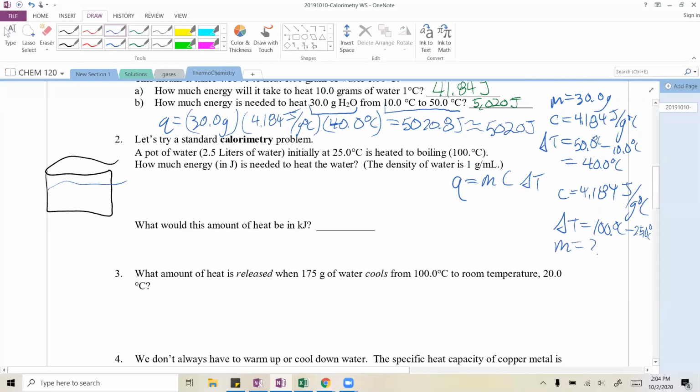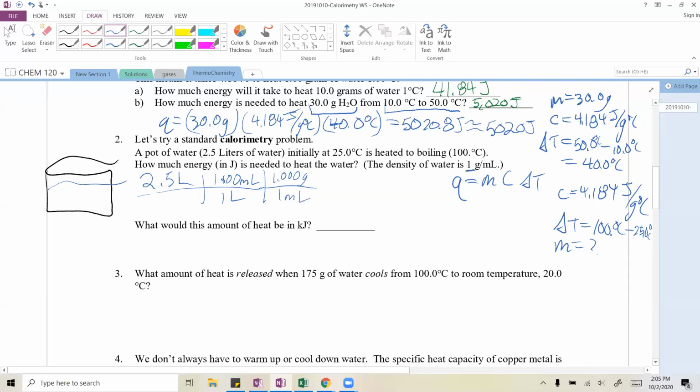What we don't know is our mass. So we want to try to piece that together. We know that our mass is related to our volume by our density. So if we take our 2.5 liters and multiply that by 1,000 milliliters to 1 liter, and then by the density of our water, 1.000 grams per 1 milliliter.